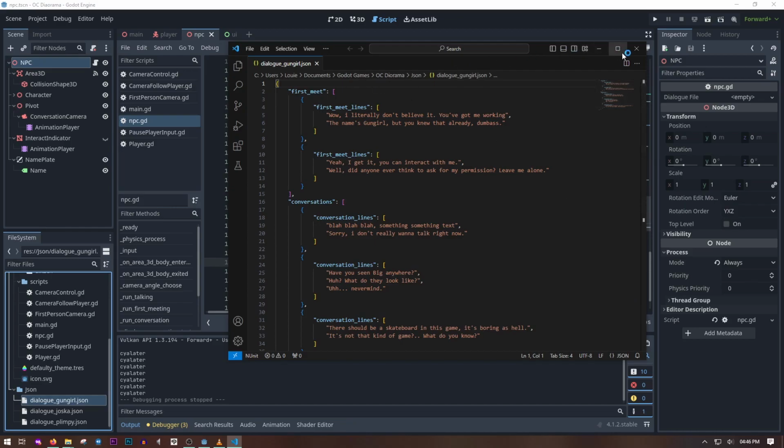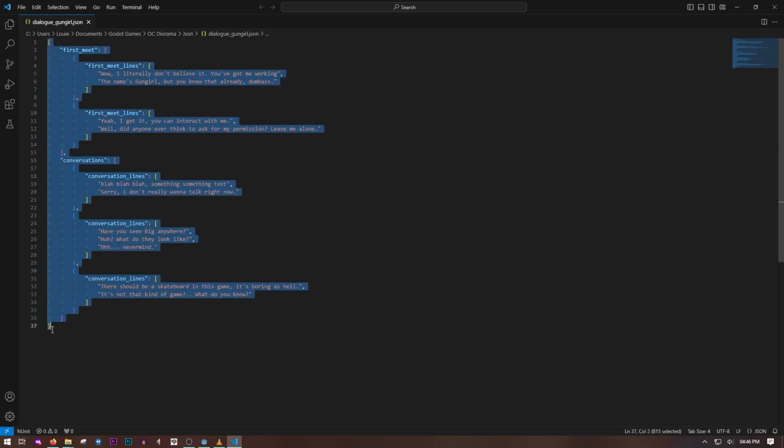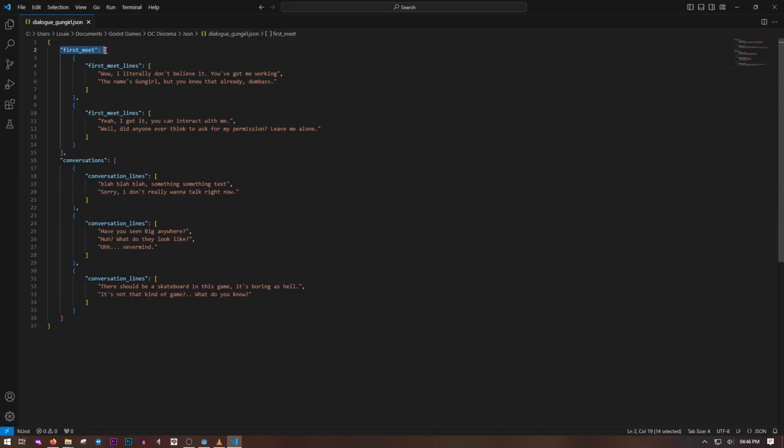So for Gun Girl, we've got first meeting. In JSON, it's curly brackets, square brackets, curly brackets, square brackets. Curly brackets is a thingy, and square brackets is an array of thingies. That's how I've been told to understand it. So this thingy is every thingy, and within this thingy is the first meeting, which is an array, and conversations, which is an array. And within the first meeting, there's a thingy called the first meeting lines, which is just the text that displays one bit, then another bit.